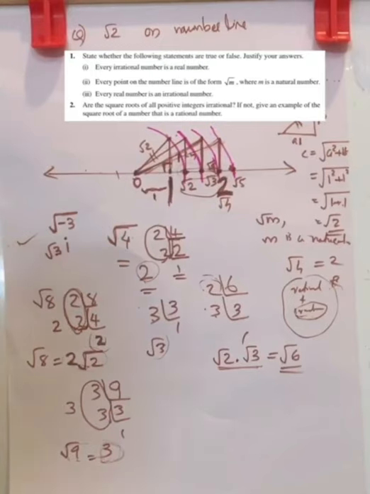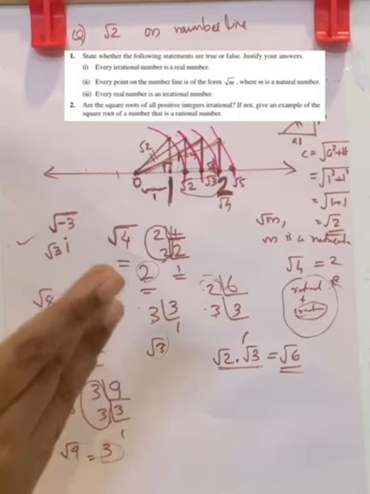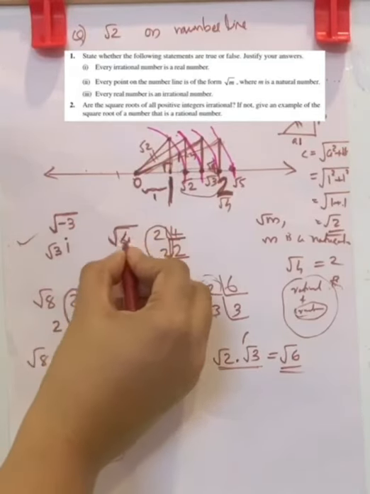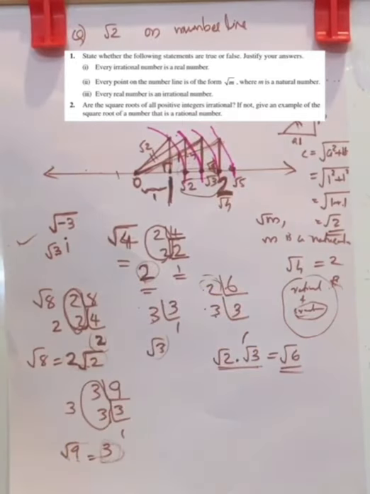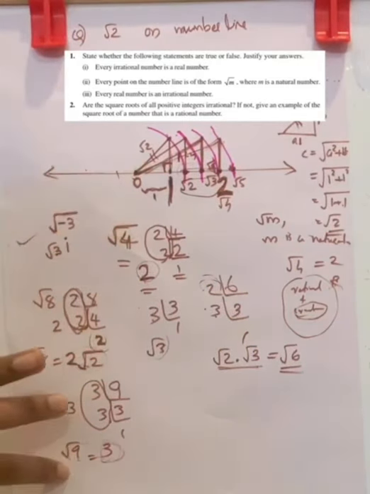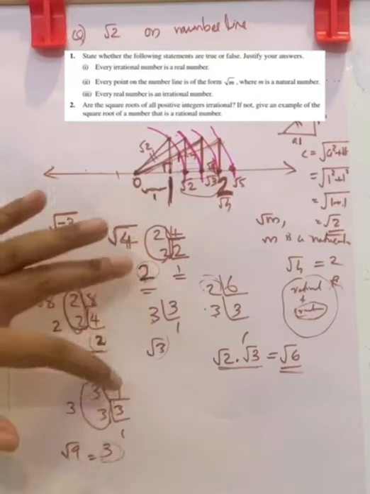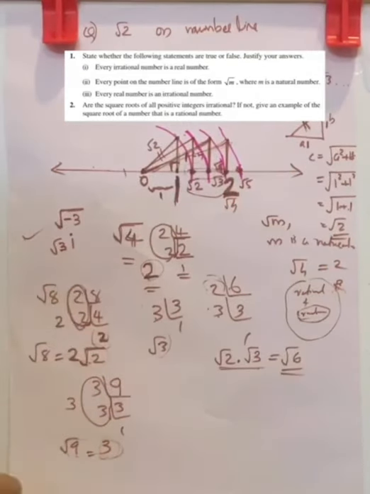So, we can conclude that the square roots of all positive integers are not irrational. There are positive integers whose square root gives a rational result. Consider root 4 and root 9. The results are 2 and 3, which are rational. But in some other cases we get the result as irrational itself.